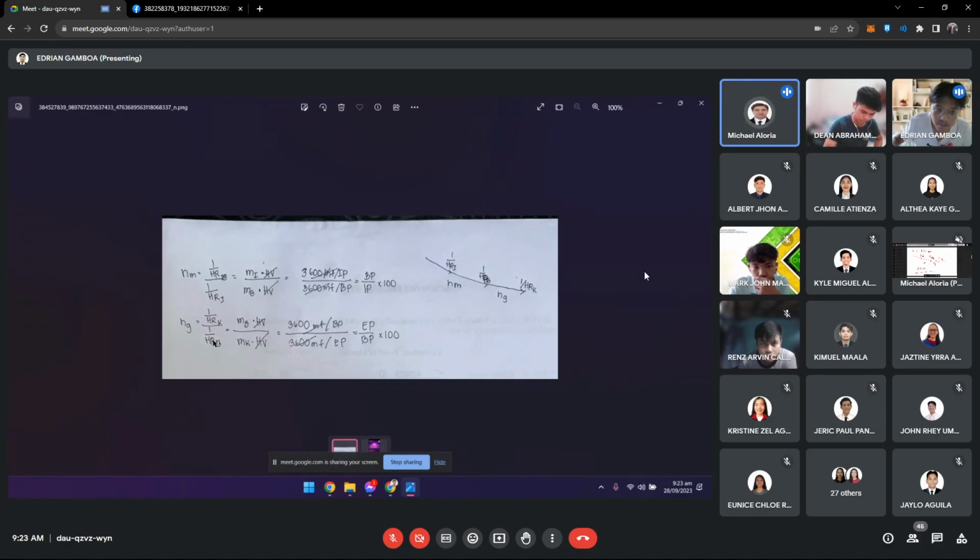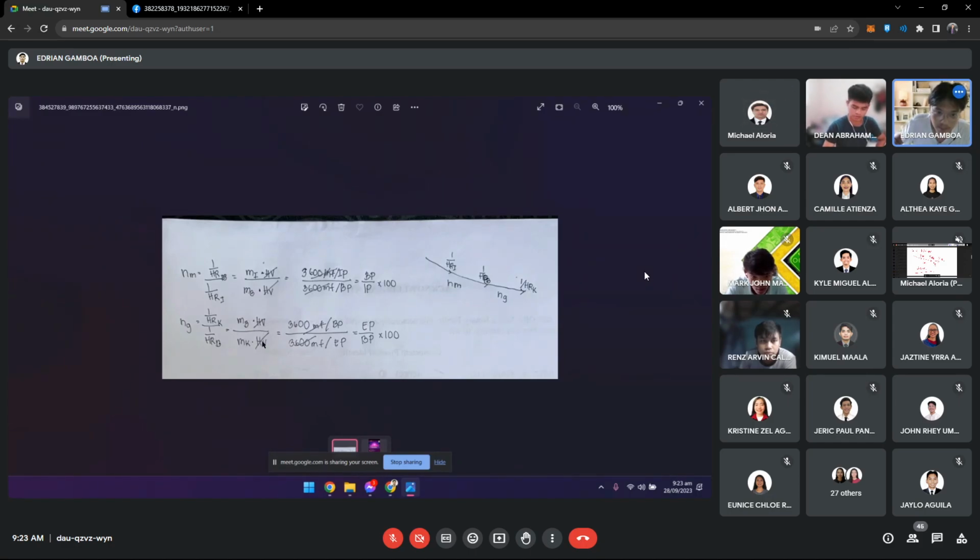Tapos about naman po sa generator, base po sa arrow diagram, magiging 1 over combined heat rate po at saka brake heat rate po. Tapos po, ma-reciprocal po ulit sila, magiging MB times HB over MK times HB po.